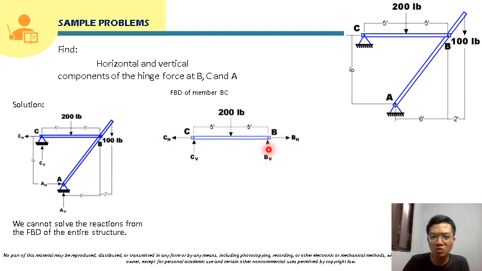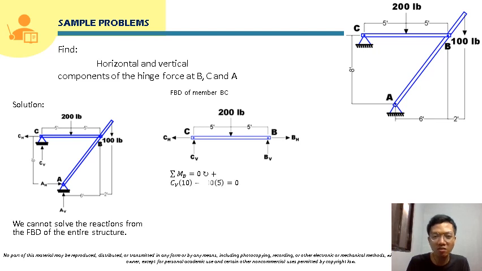And for B, this will be the reactions here. Okay, so here, if we take moment, let's say here at C, we can solve for BV. And if we solve for BV already, we can solve for CV, no? So that's what we are going to do here to solve that. So we will take moment at B, okay, to solve for CV.